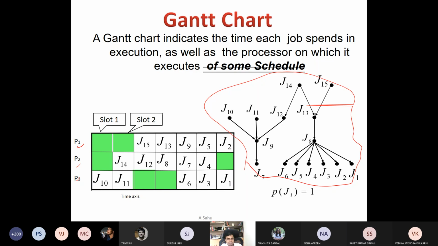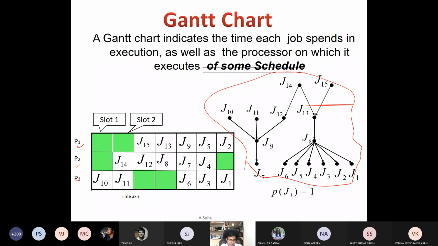Okay, so this is what we are trying to say, what is a Gantt chart. In our OS course in general, we have seen the Gantt chart for a single processor. But now we need to look at the Gantt chart for multiple processors. And sometimes the Gantt chart looks very big, whenever the number of processors is 3000 or 4000.